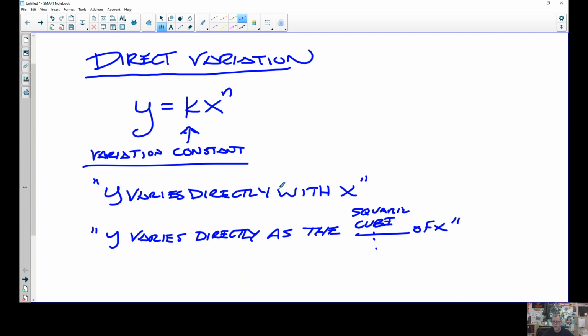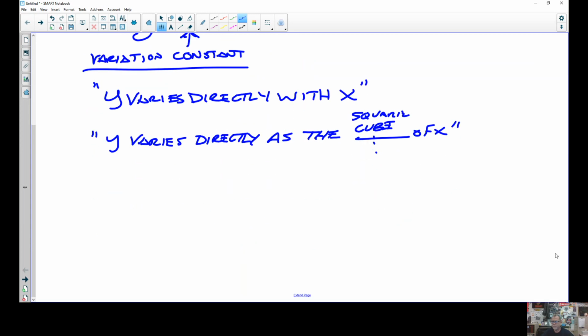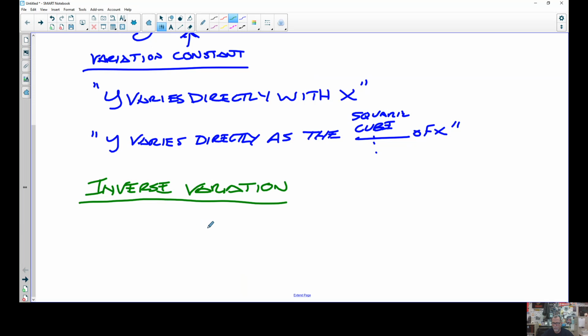I'm going to go through the three types and show you how we use these in examples. Okay, so next, after direct variation, let's talk about inverse variation. Now, when we talk about inverses, we're usually talking about 1 over something, right? So that's going to be the key here. We're going to have our x in the denominator. This is of the form y equals k, still a variation constant, but now it's going to be over x to the n. Or you can think of it as k times 1 over x to the n.